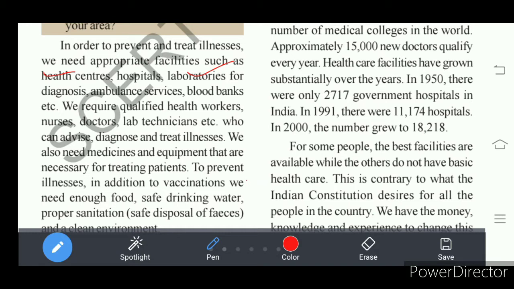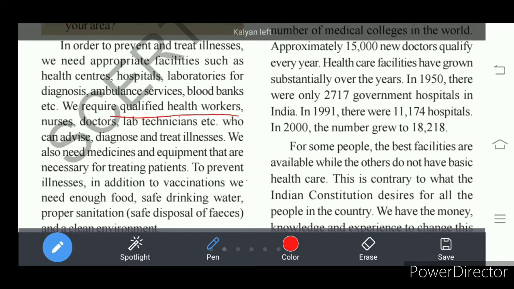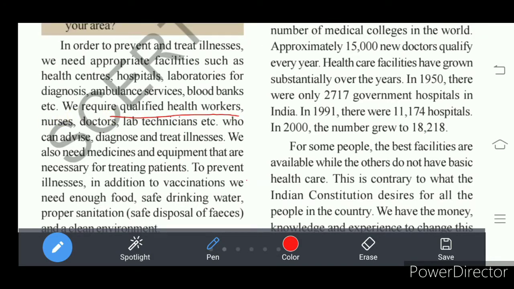We need to find the reason for disease or the sickness, and ambulance services we need to carry the patient immediately to the hospital. Blood banks are needed to donate blood, right? And we need appropriate, that means qualified technicians, that is health workers. We need qualified health workers, nurses, doctors, lab technicians. All these are qualified health workers we need.